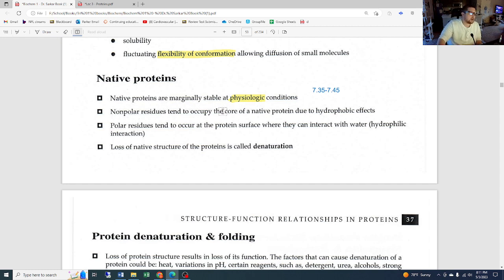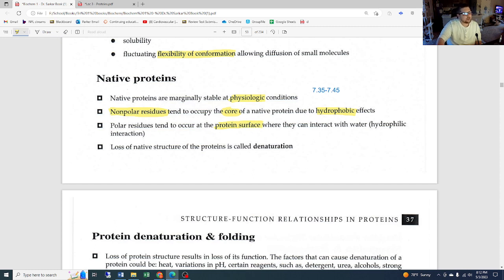Non-polar residues tend to occupy the core of a native protein due to the hydrophobic effects. Remember, our body is mostly water. So the non-polar amino acids tend to be at the core, in the middle of those proteins, because they're surrounded by water. The polar residues tend to be at the protein surface, so they can interact with the water.